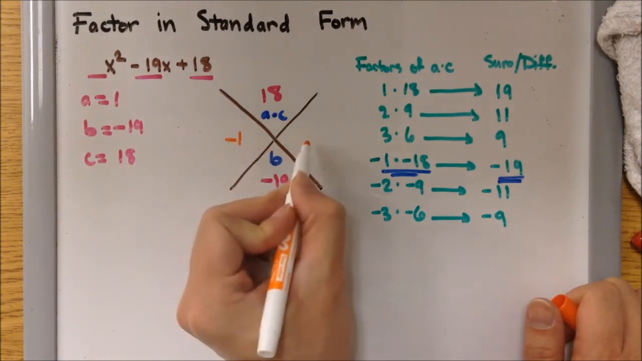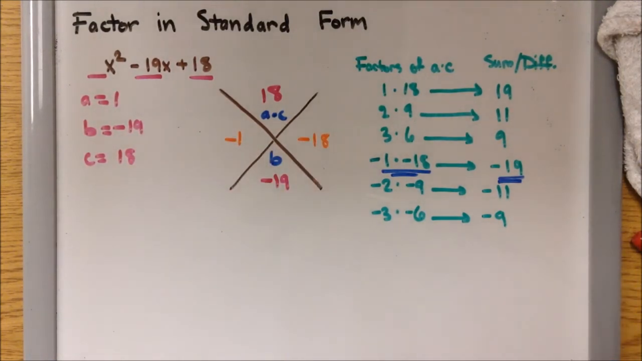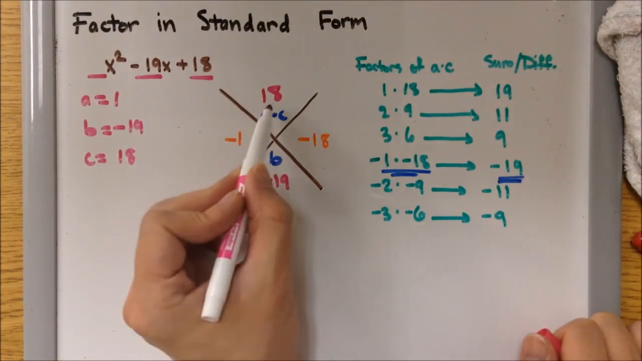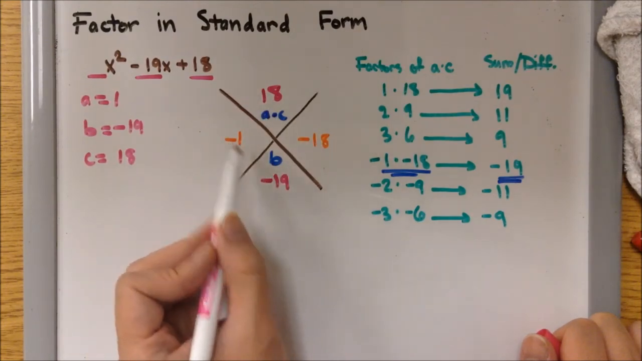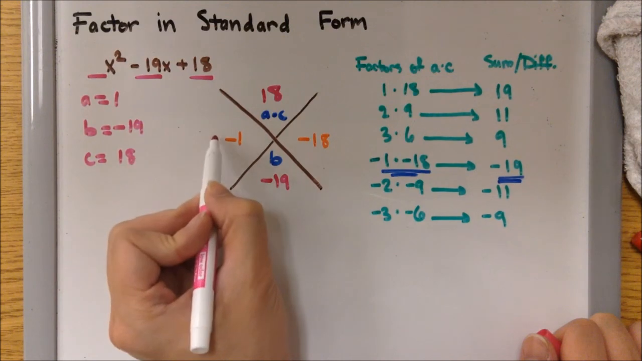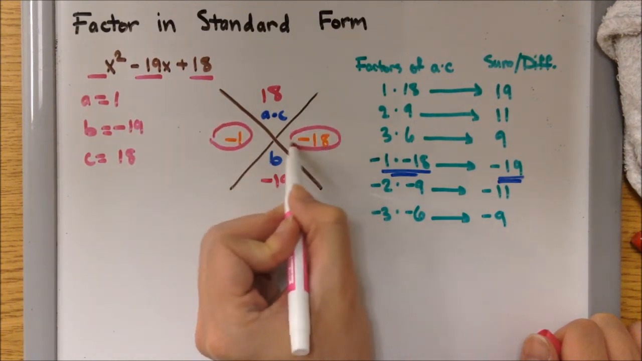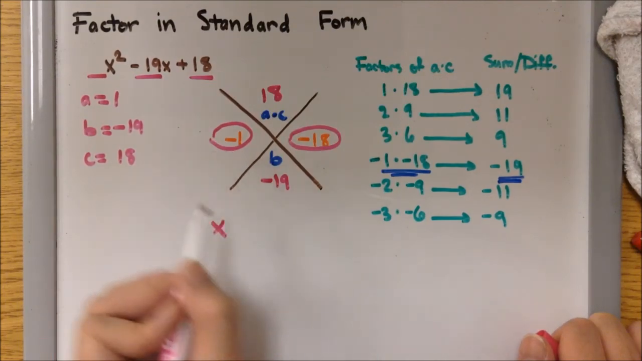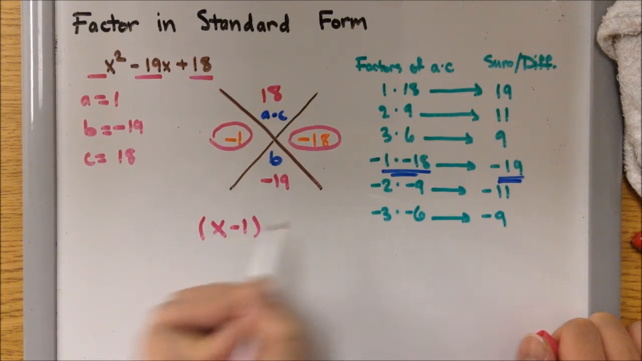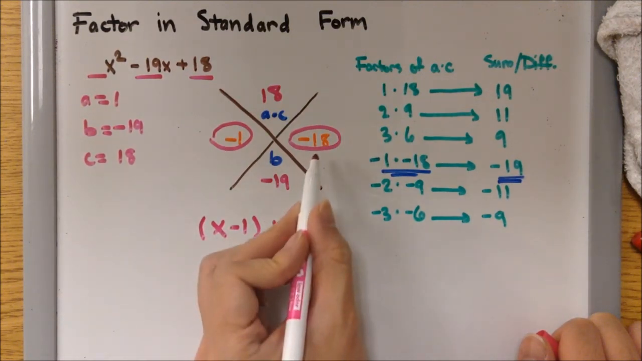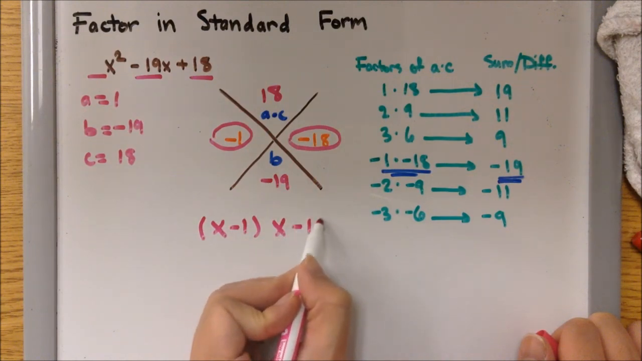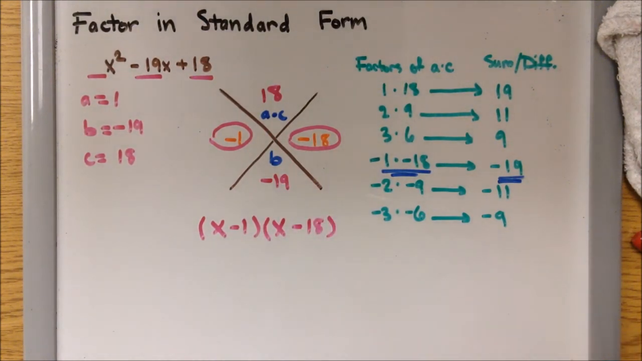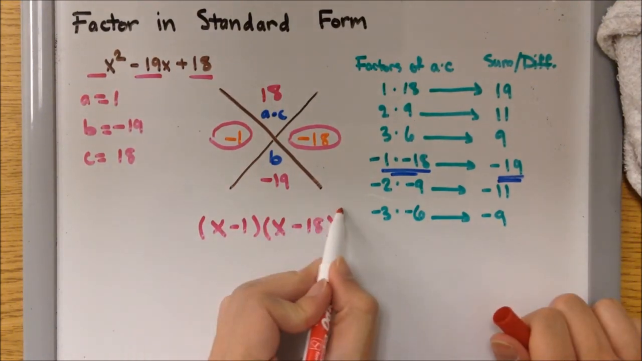So -1 here and -18 here. So those are the two factors that multiply into positive 18, and then when we combine them, the sum will be -19. So these are the two factors we're going to use. So I'm going to write out our answer. So x, since it's -1, -1, put it in parentheses. And then our second x, since it's -18, it's going to be -18, and put it in parentheses. And then that should be our final answer.